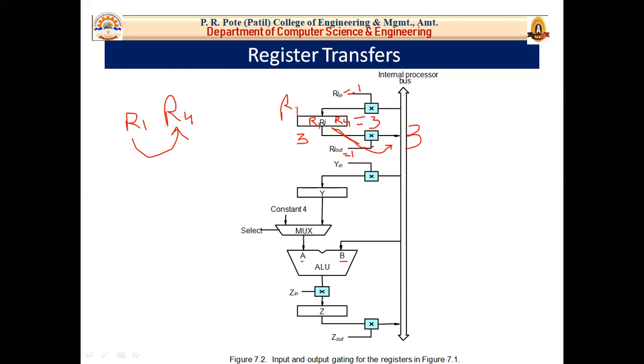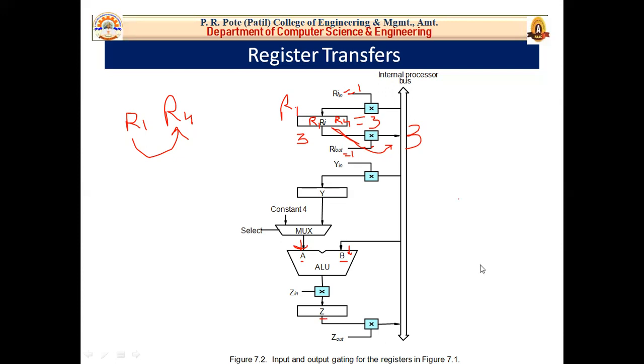These two are the inputs to the arithmetic and logic unit. One of the operands is the output of the multiplexer, and the other operand is obtained directly from the processor bus. The result produced by the arithmetic and logic unit is stored temporarily in register Z. Therefore, the sequence of operations to add the contents of register R1 to, for example, those of register R2 and store the result in register R3 is as follows.